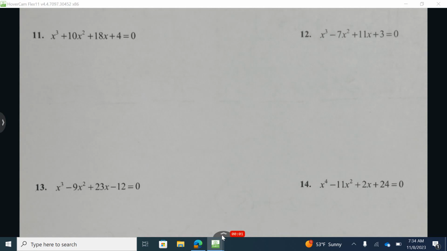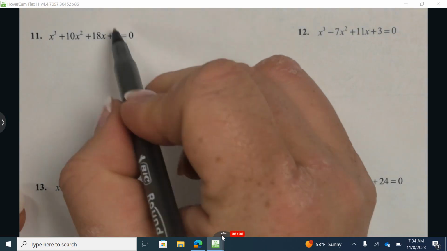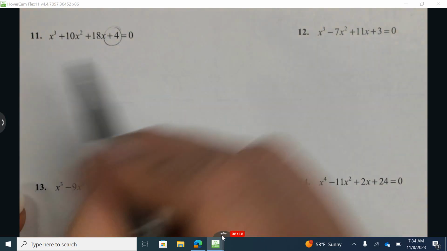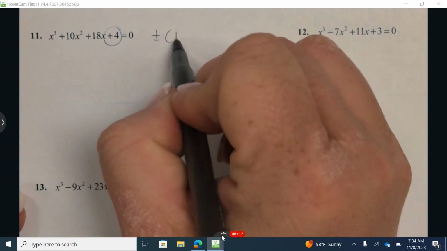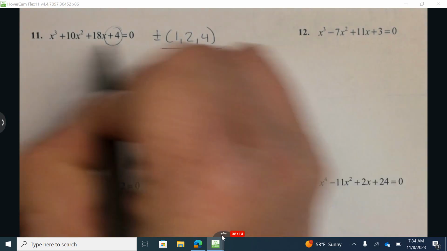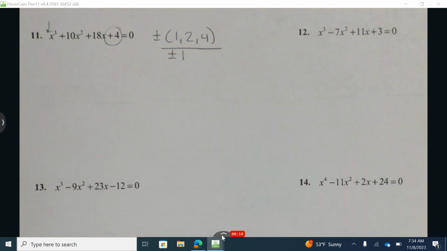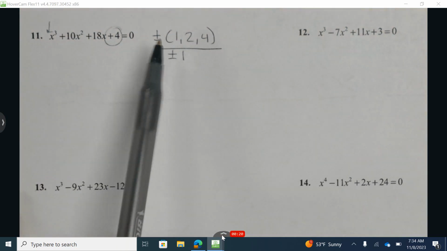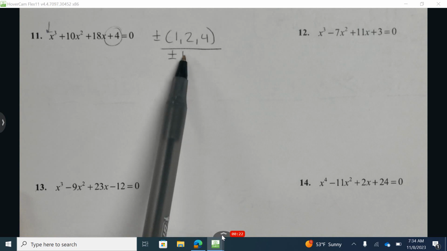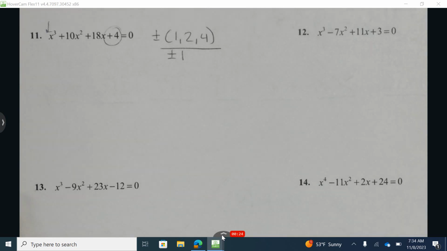Problem number 11, we're going to use synthetic division to factor and solve the equation. So first, let's come up with the possible rational roots. I look at the constant and write down its factors: 1, 2, and 4. The leading coefficient is 1, so the denominator factors are just 1. So I can test 6 different numbers: 1, -1, 2, -2, 4, and -4.